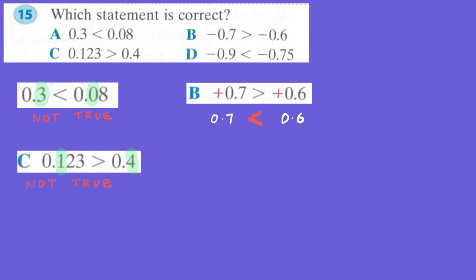Now I wonder whether we could determine whether this is true or not. Let's have a look at that first. Is this less than 6? Is 7 less than 6? No, it's not. So this is also not true.